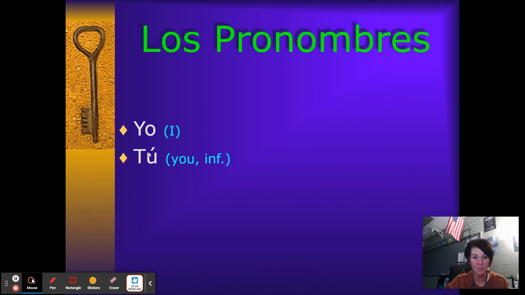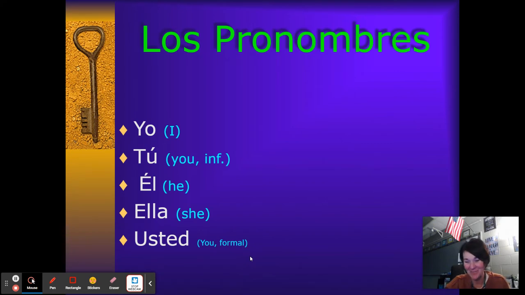So make sure if you're wanting the subject pronoun for you in Spanish, it's going to be tú with an acento. Next is él, which is he. We've worked with that quite a bit already. And remember, you need un acento here as well. Next, we have ella, which is she. So these are all what are called the singular subject pronouns. Nope, I lied. We have one more. Usted is also a singular subject pronoun, and that is you in a formal sense.